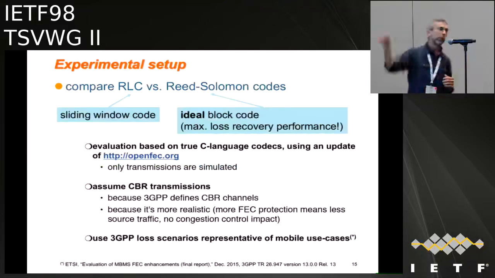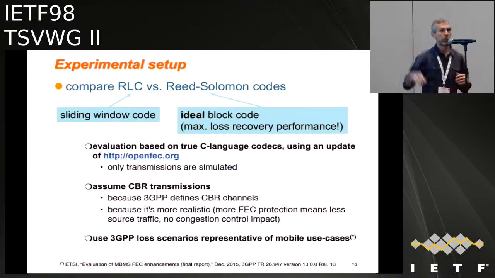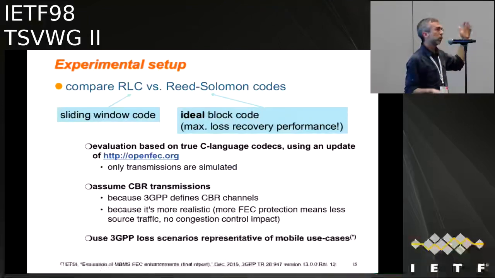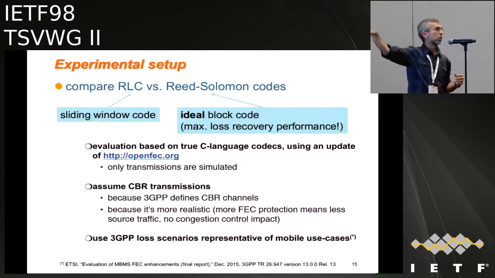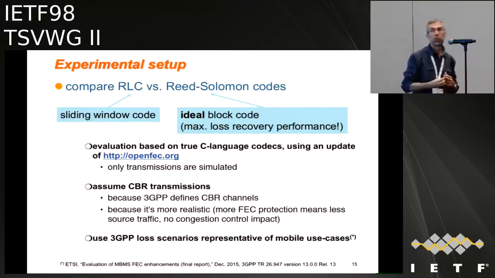Next. So this is the experimental setup. A few words about the experimental setup. So we consider the Reed-Solomon codes as ideal block codes. So this is an ideal block code, which means that you cannot achieve better performance using any type of block codes. And we compare, of course, with RLC. All of this is based on working C-language codecs, both for RLC and Reed-Solomon. We only simulate transmissions.